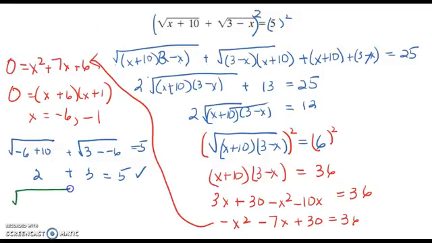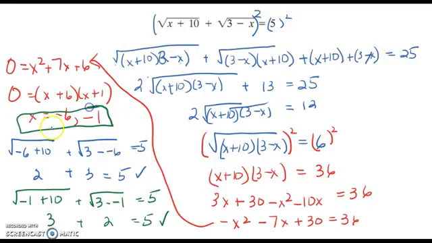So if I have the square root of negative 1 plus 10 plus the square root of 3 minus negative 1, negative 1 plus 10 gives me 9. So the square root of 9 is 3. 3 minus negative 1 is 4. The square root of 4 is 2. So that's also 5, and that checks. So in this case, we have no extraneous solutions. These two are our solutions. If you have an extraneous solution, that one is just excluded at the end.